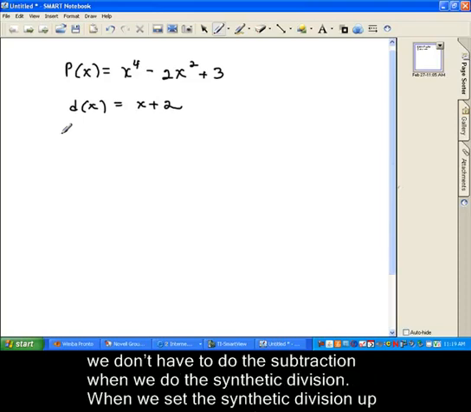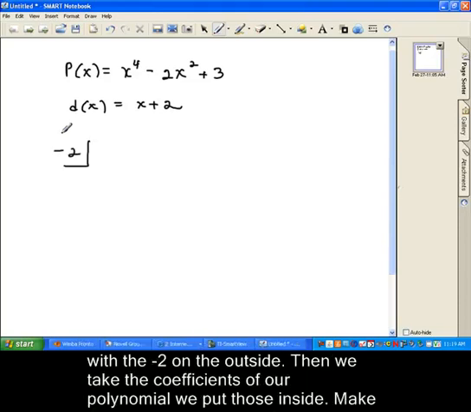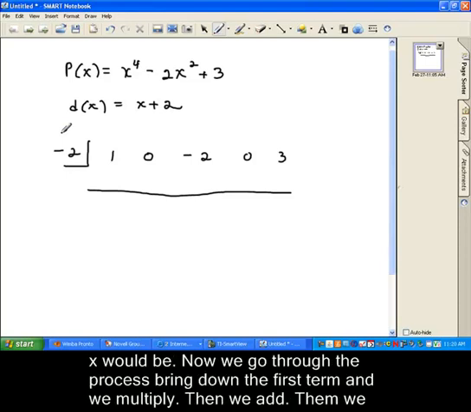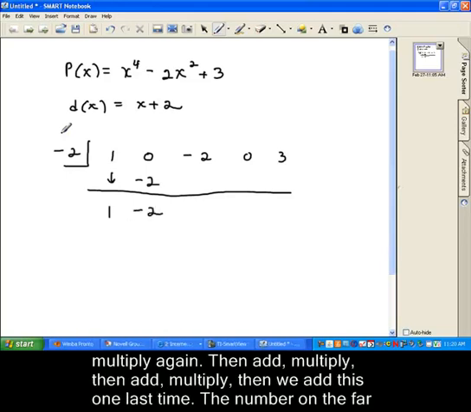When we set the synthetic division up, we'll put the negative 2 on the outside. Then we take the coefficients of our polynomial and we put those inside. Make sure you put zeros for anything that's missing. Notice I've put zeros where the x cubed would be and where the x would be. Now, we go through the process. We bring down the first term and we multiply. Then we add. Then we multiply again. Then add. Multiply. Then add. Multiply. Then we add this one last time.